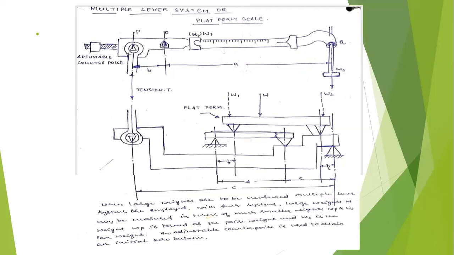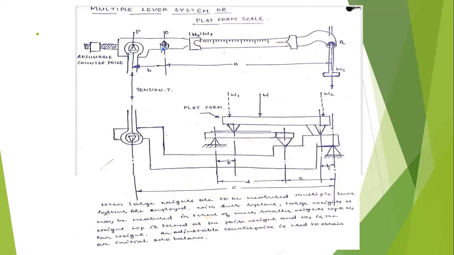Say you have a beam. All of you observe here. This is the poise weight. WP is the poise weight, and on the back side you have an adjustable counterpoise. From this, make the balance read zero, that is, make it a null balance.